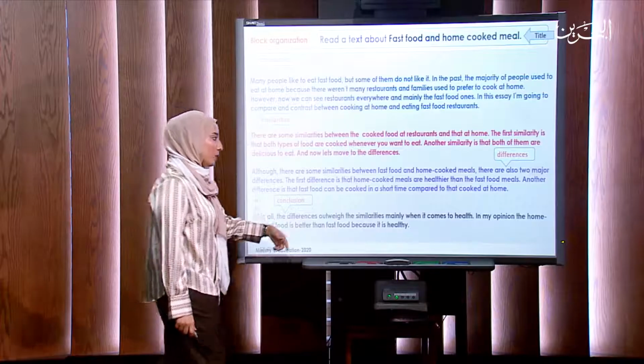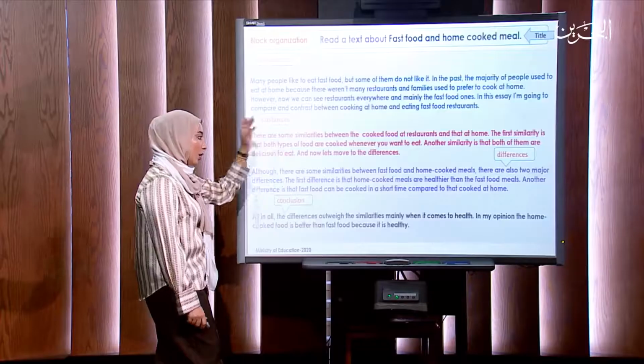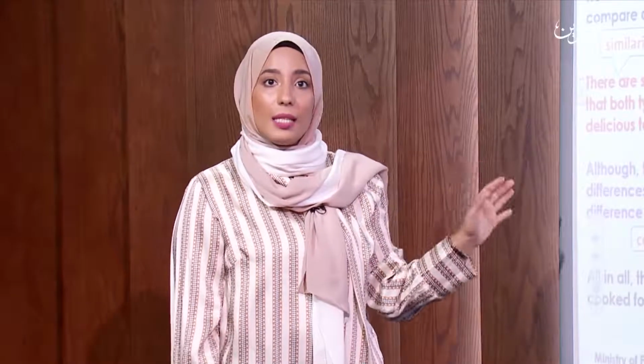Conclusion, and I also stated my opinion. So I summarized what the whole topic or the whole paragraph or the whole essay is about, and I added my opinion to it. Now this method is the blocked organization method. Let's see the other method.